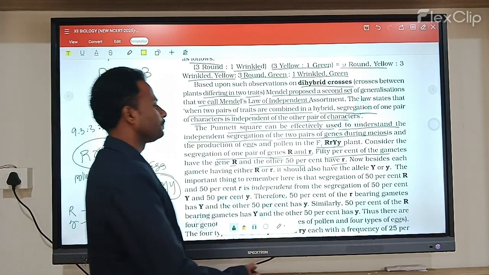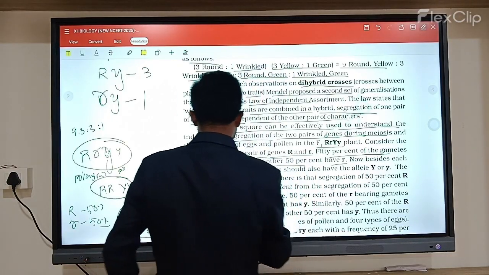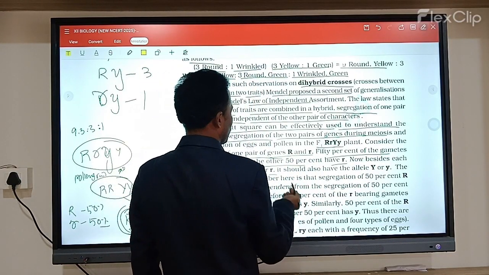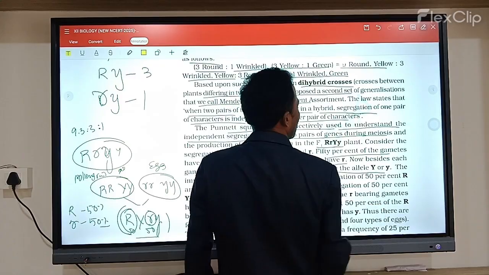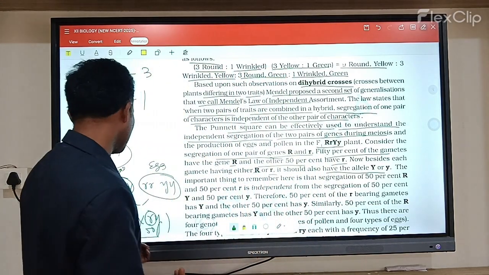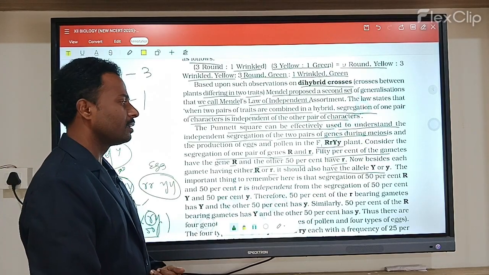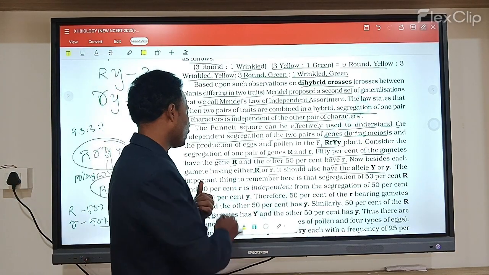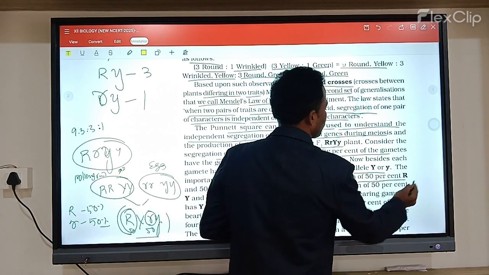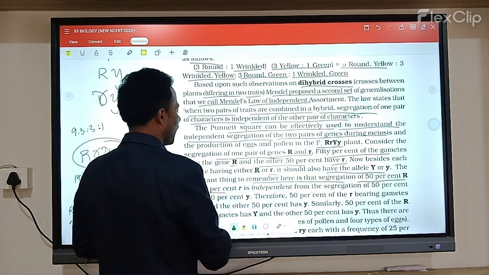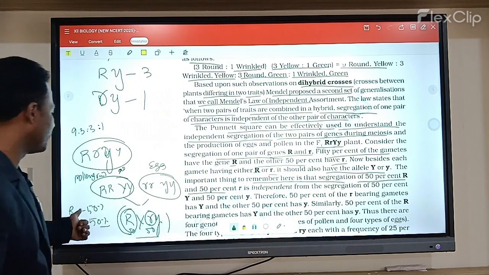Let us now consider the gametes having capital R or small r, and also capital Y and small y. Here, along with capital R and small r, capital Y and small y also get produced. The important thing to remember is that in segregation there is 50% capital R and 50% small r. Then only we discuss that one.